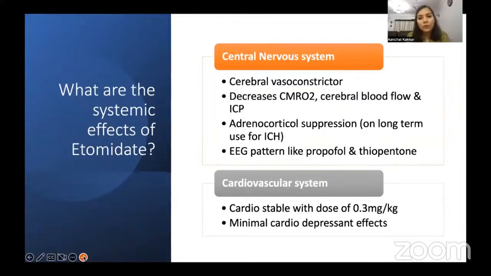If etomidate is used as a long-term treatment for intracranial hypertension, it also causes adrenocortical suppression, which is the most common side effect, and this adrenocortical suppression is responsible for etomidate not being used commonly. And then the EEG pattern suppression is also like propofol and thiopentone.